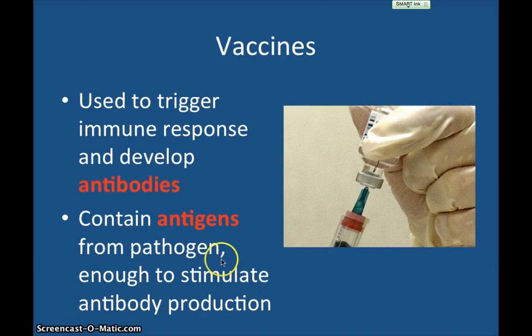So again, there's only enough to stimulate the antibody production. It's not actually enough to make a person really, really sick, although some people will suffer from a little bit of sickness after they get a shot, especially like a flu shot.